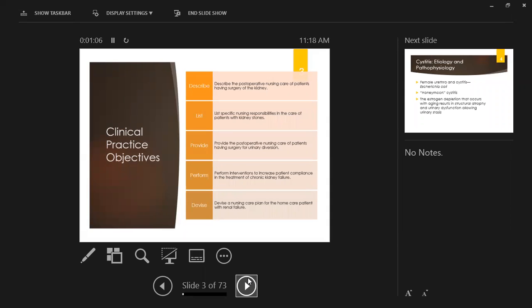Clinical practice objectives. Describe the postoperative nursing care of patients having surgery of the kidney. List specific nursing responsibilities in the care of patients with kidney stones. Provide the postoperative nursing care of patients having surgery for urinary diversion. Perform interventions to increase patient compliance in the treatment of chronic kidney failure. And devise or revise a nursing care plan for the home care patient with renal failure.